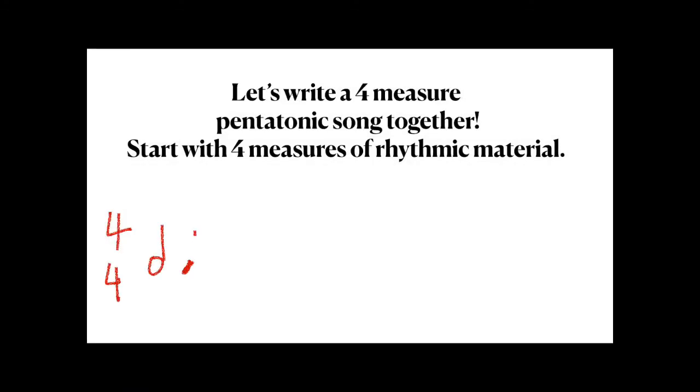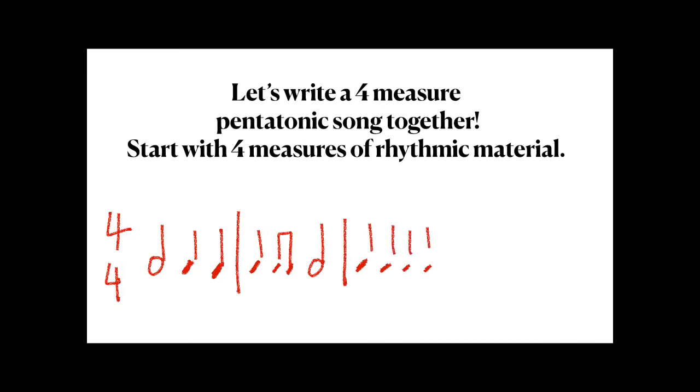So I'll fill the first measure with a half note and 2 quarter notes followed by a bar line. A quarter note, 2 eighth notes and a half note, that's 4 more beats, followed by another bar line. 4 quarter notes, bar line, and then finally, dotted quarter, eighth note, half note. And I finish it up with a double bar line. This is 4 measures of rhythmic material that all fit into 4/4 or common time.